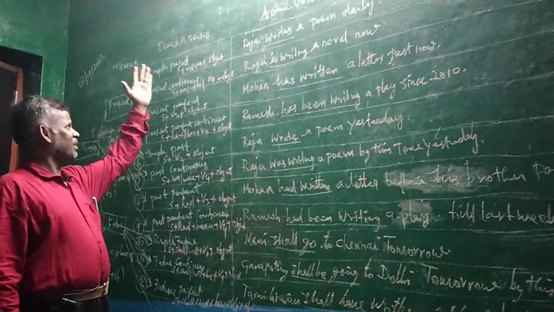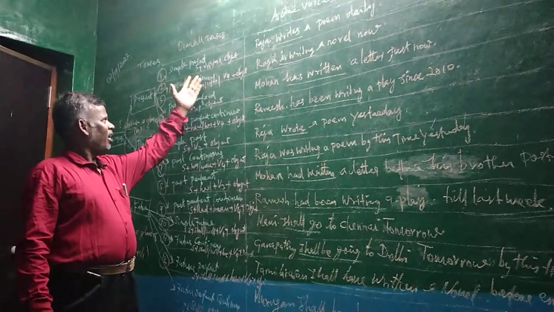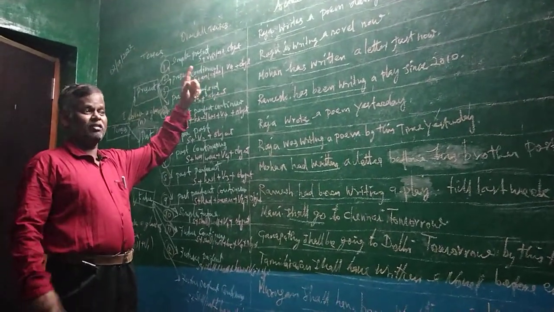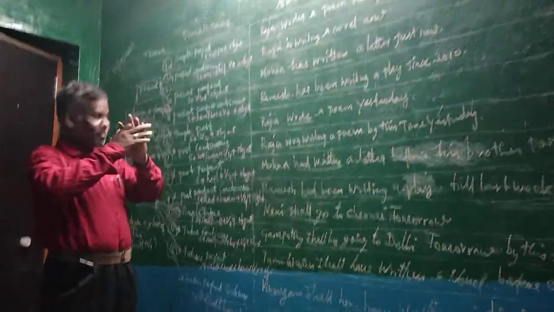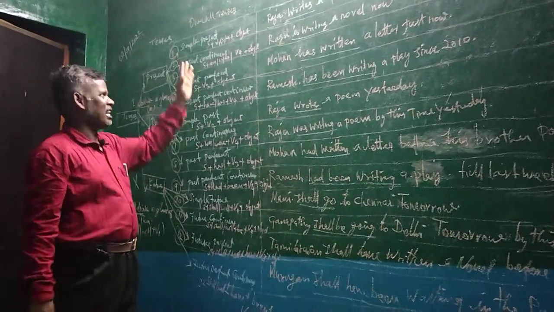In the simple present, the formula is subject plus V1. That is the V1 form. For the third person singular, he, she, it, we have to add S or ES according to the convention of the English language.